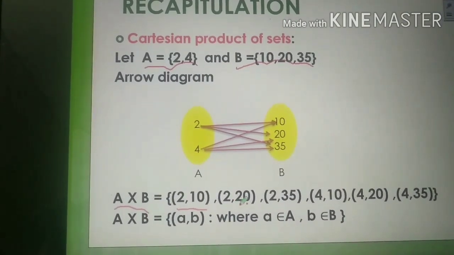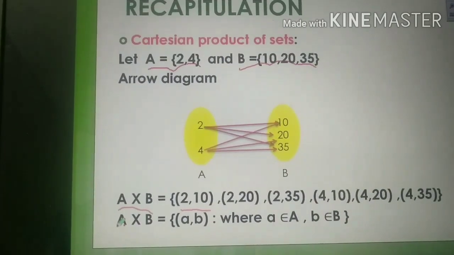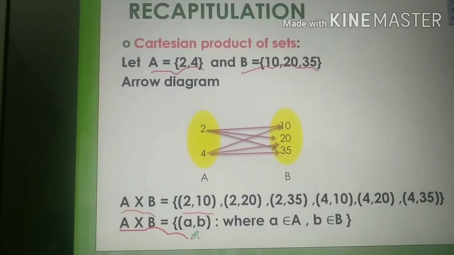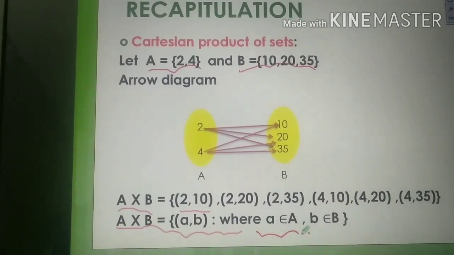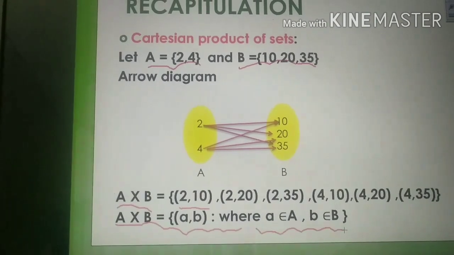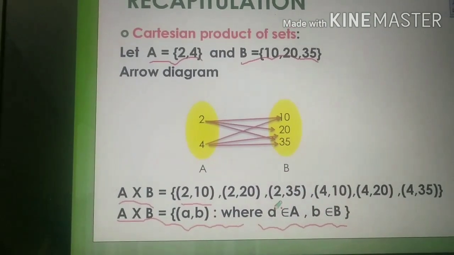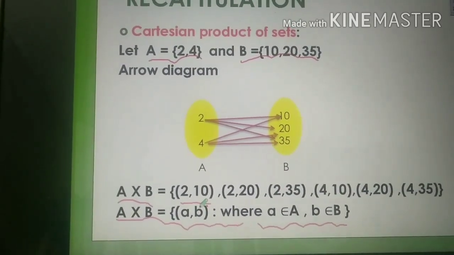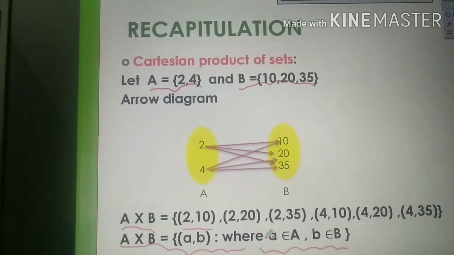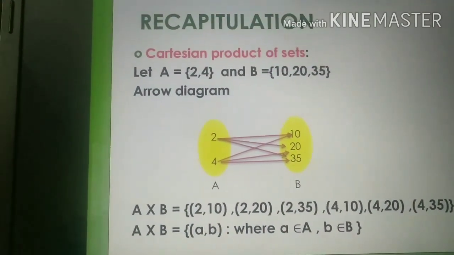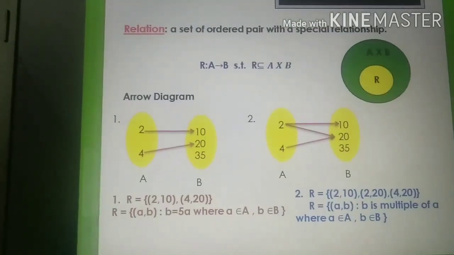This is the roster form of writing the Cartesian product, and Cartesian product can also be written like this. A cross B equals (a, b) such that a belongs to set A and b belongs to set B. First element of ordered pair belongs to first set, second element of ordered pair belongs to second set. So this is set builder form of writing the Cartesian product.